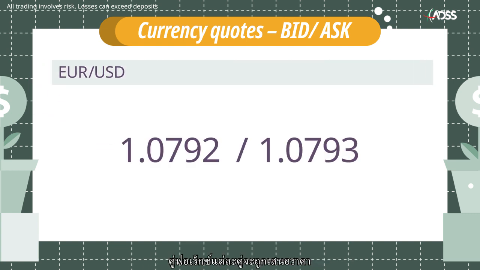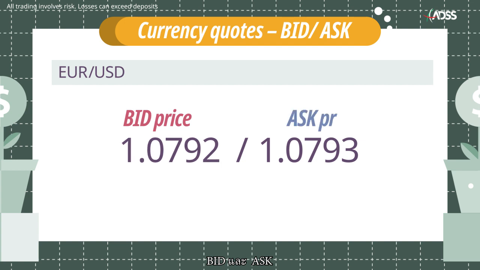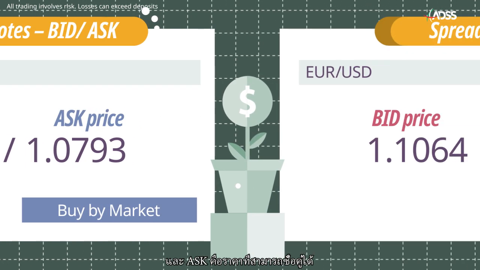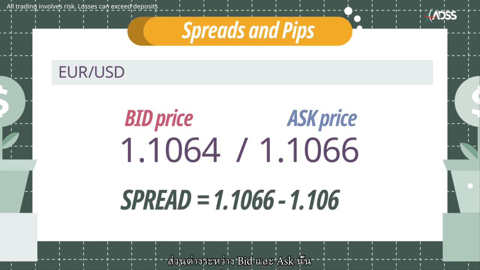Each Forex pair will be quoted with a bid price and an ask price. The bid is the price that a currency pair can be sold, and the ask is the price that a pair can be bought. The difference between the bid and the ask price is known as the spread.